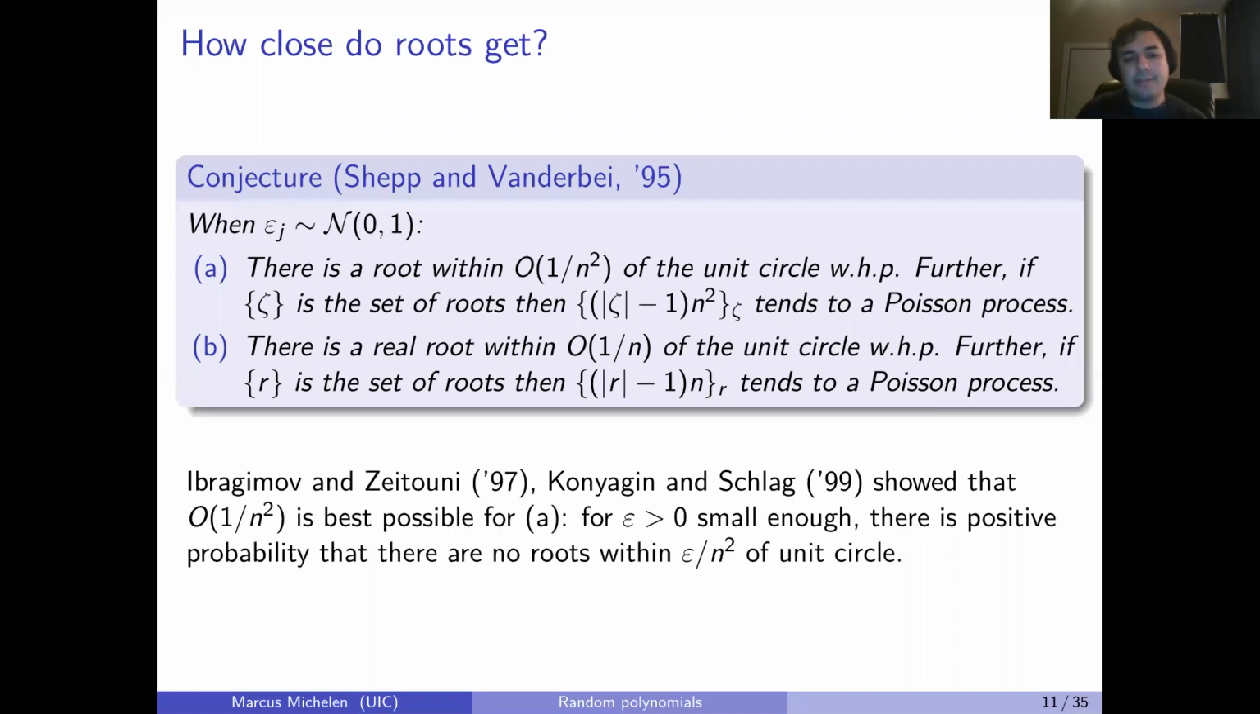But shortly after this, 2 groups in slightly different notions showed that 1 over n squared is the best possible rate for part A. So in the sense that they showed you can't make it smaller because there's a positive probability you have no roots within epsilon over n squared for some fixed deterministic epsilon.